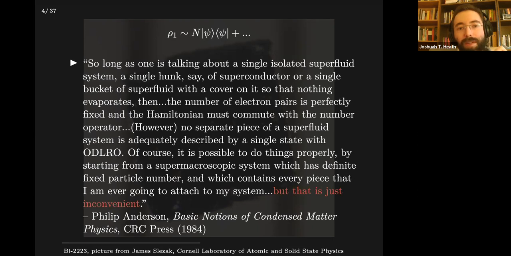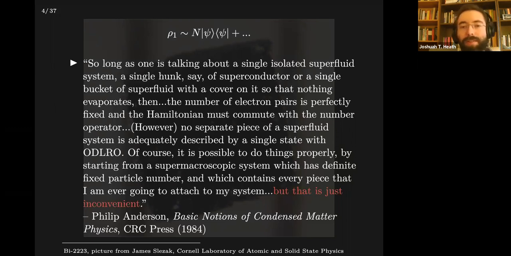So long as one is talking about a single isolated superfluid system, like a single hunk of a superconductor or a bucket of a superfluid, then the number of electron pairs is perfectly fixed and the Hamiltonian must commute with the number operator. However, no separate piece of a superfluid system is adequately described by a single state with off-diagonal long-range order. Of course, it is possible to do things properly. We can start from a supermicroscopic system which has definite fixed particle number and which contains every single little piece that I'm going to use in my system, but that is just inconvenient.